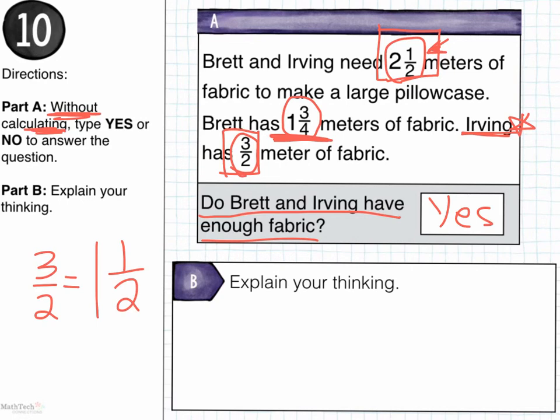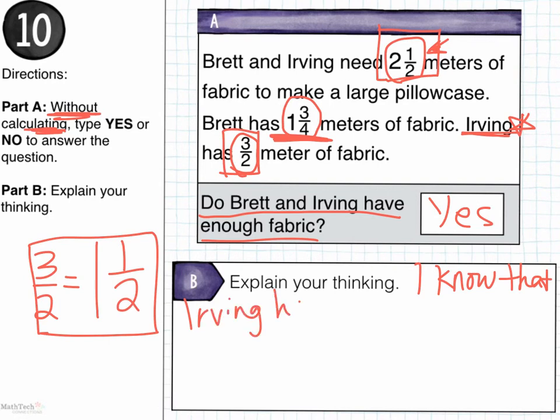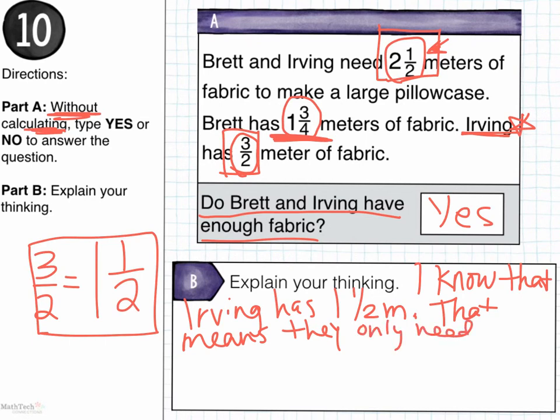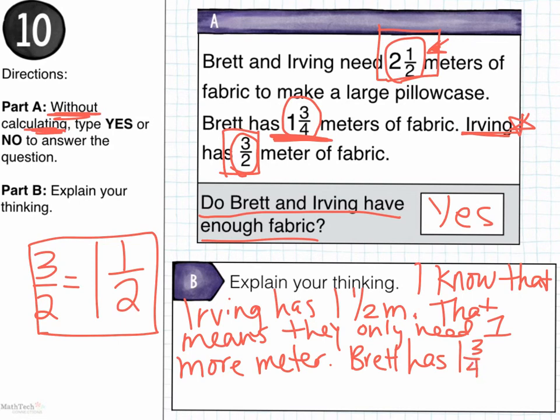Now, how am I going to explain my thinking? Well, what was my first step? My first step was better understanding this fraction here. So I could say, I know that Irving has 1 1/2 meters. That means they only need one more meter. Brett has 1 3/4. So, yes, they have enough.